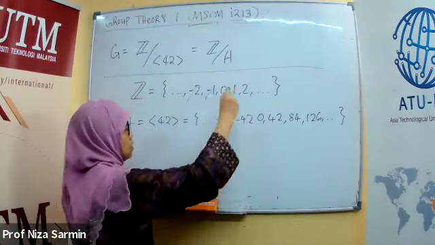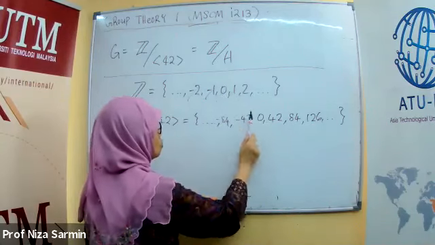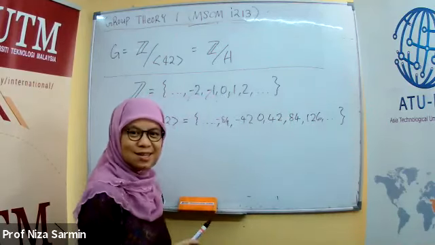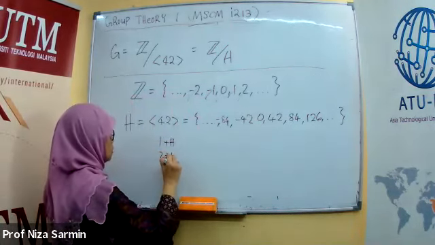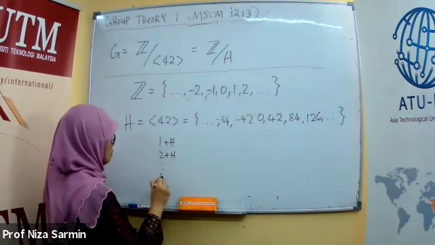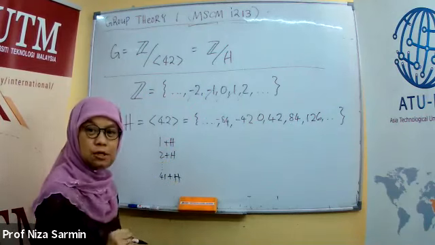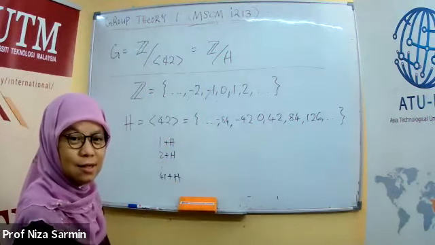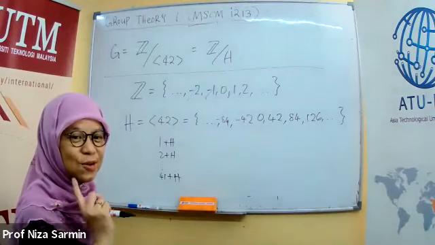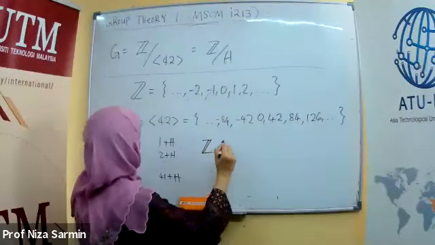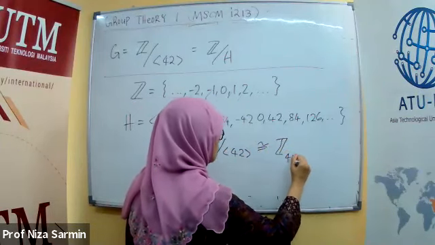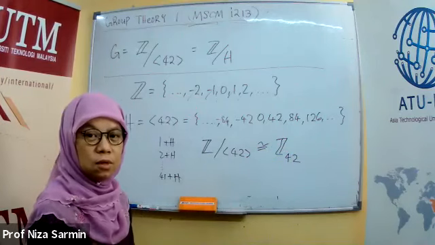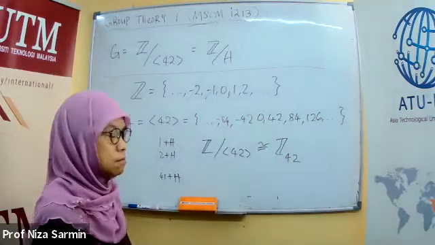So if you cancel, you will cancel from 0 until 42. So you see, you will have again 1 plus H, 2 plus H, until 41 plus H. How many? How many cosets? 42. Okay. So Z mod 42Z is isomorphic to Z42. There are 42 of them, the cosets.